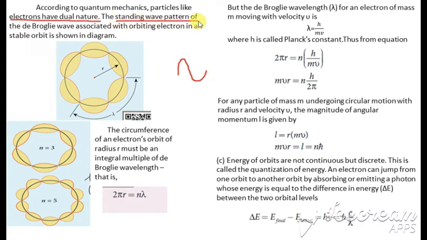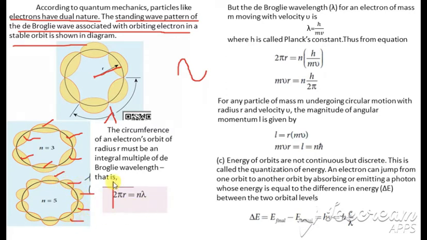The standing wave pattern of the de Broglie wave associated with the orbiting electron is shown. This is an electron which is moving, and from one point to the next the value is considered to be lambda. This is considered to be the radius r from the center to this point. When n is 3, we have 6 forms of standing wave pattern. When n is 5, we have 10 forms of standing wave pattern. So we have double the forms.